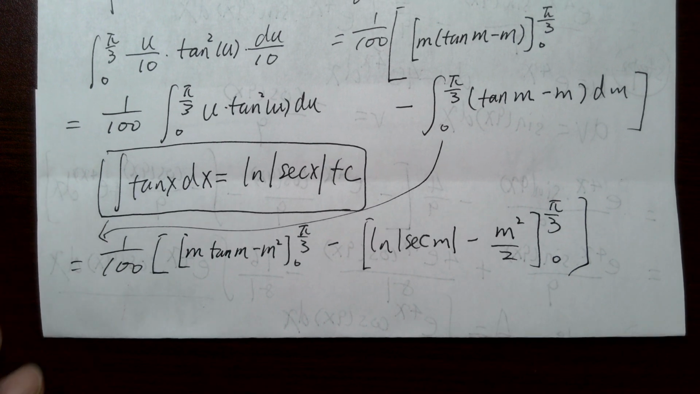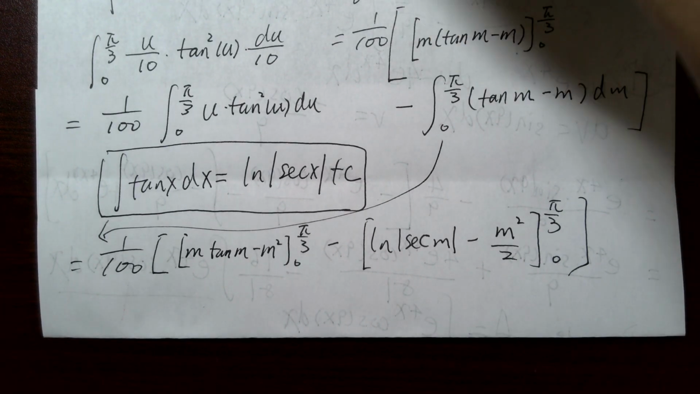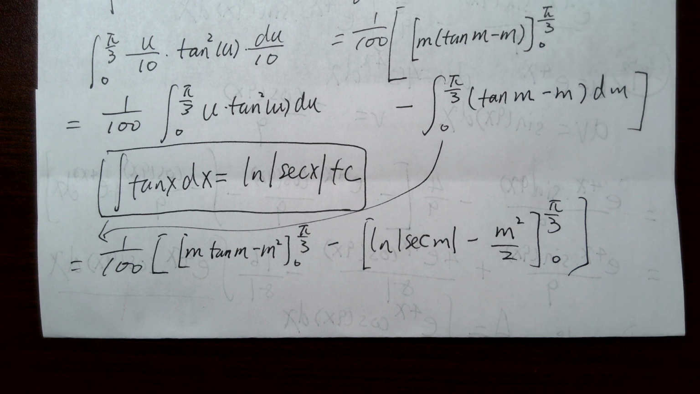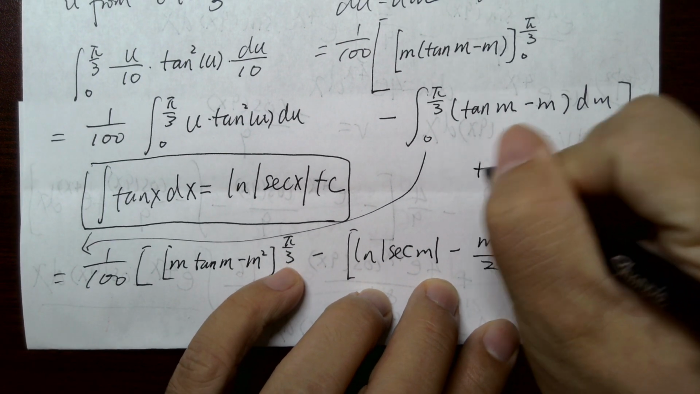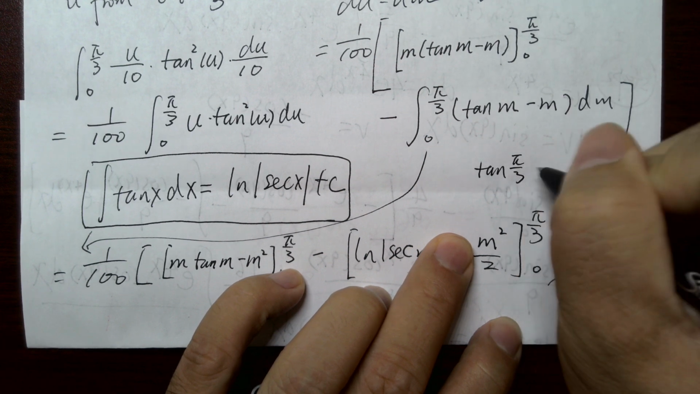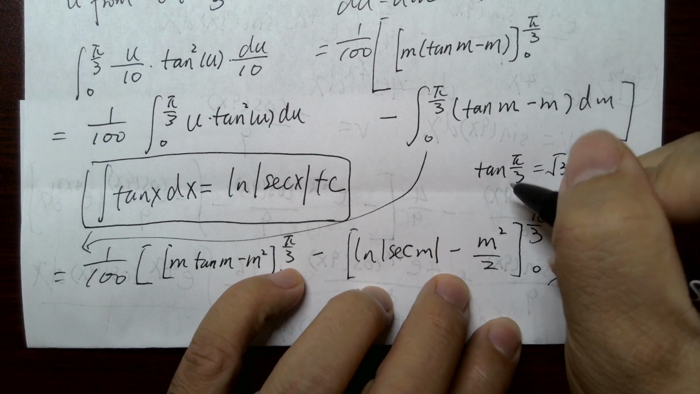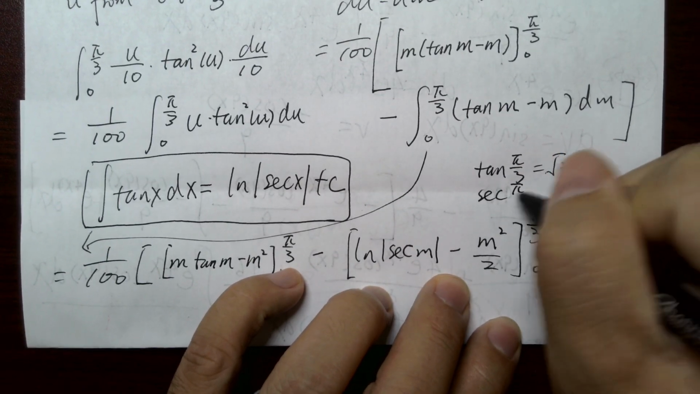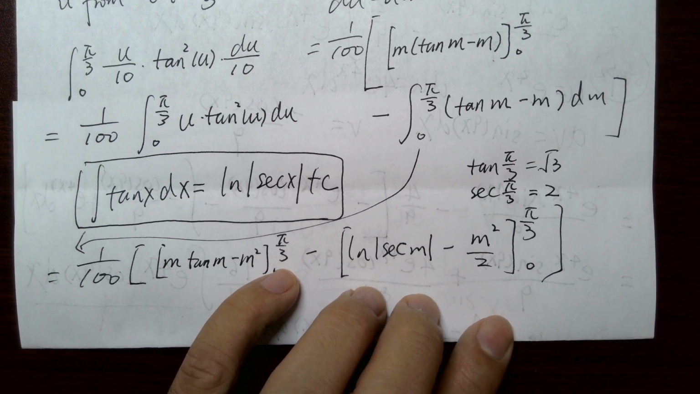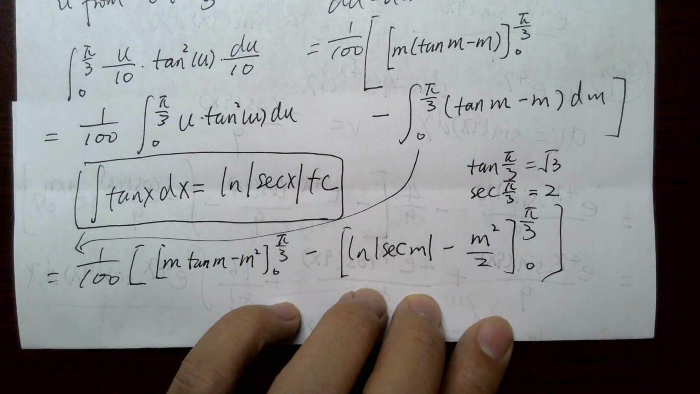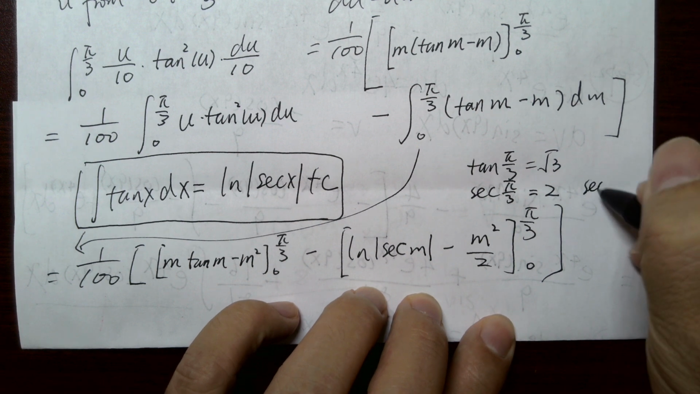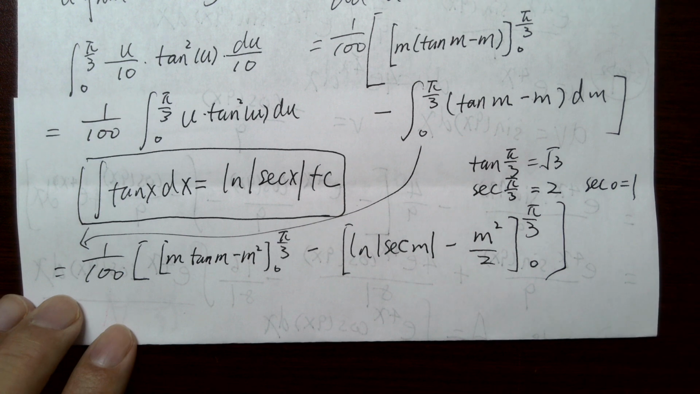So all you need to do is make sure that this information is correct, which means what is tan of pi over 3, which is square root of 3, and secant pi over 3, which equals 2, okay. And secant of 0, which is 1 over cosine of 0, which is 1. Secant of 0 is 1.